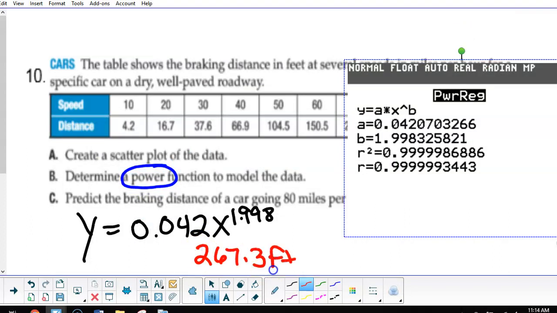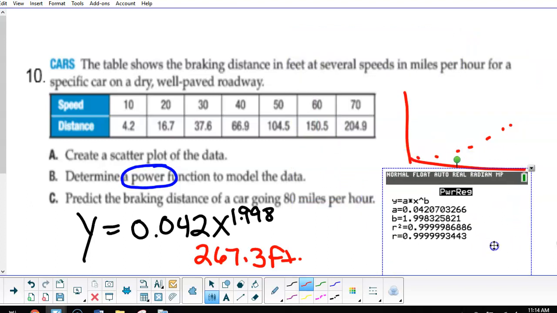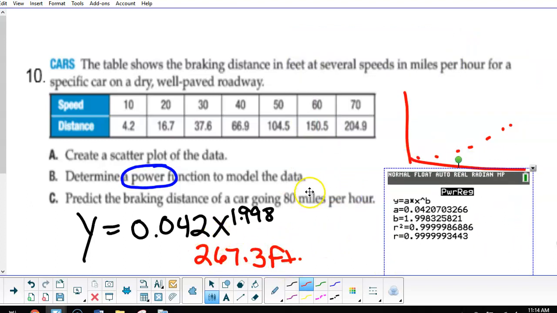And that was feet, I believe. Yeah, it said distance in feet right here. Questions? Okay? If you just put in a couple decimal places, you're not going to get that same decimal, and I will know.